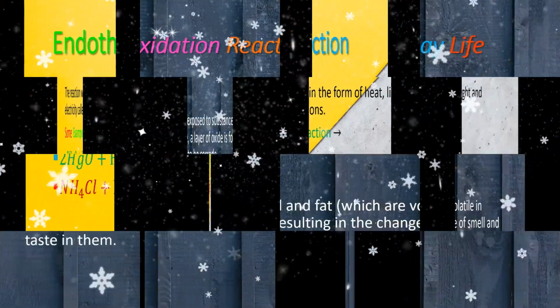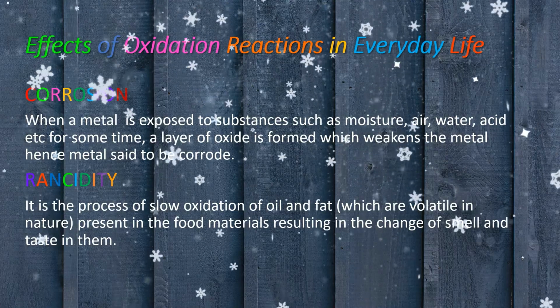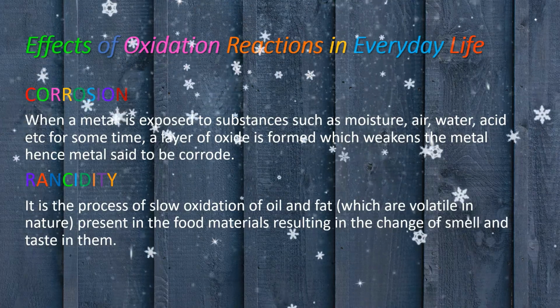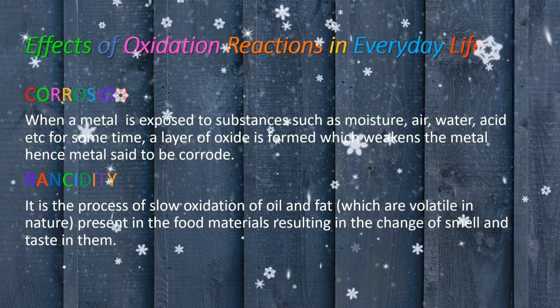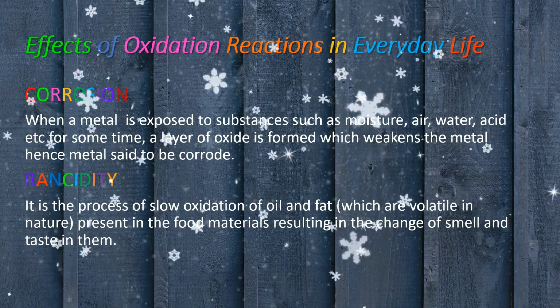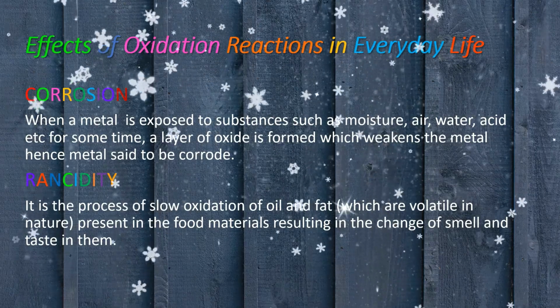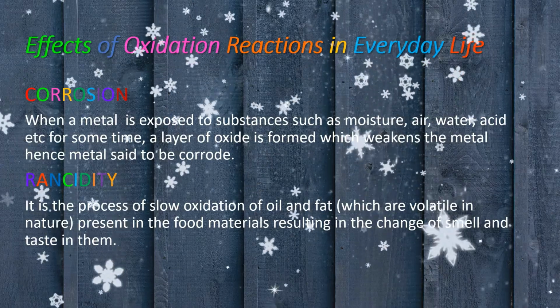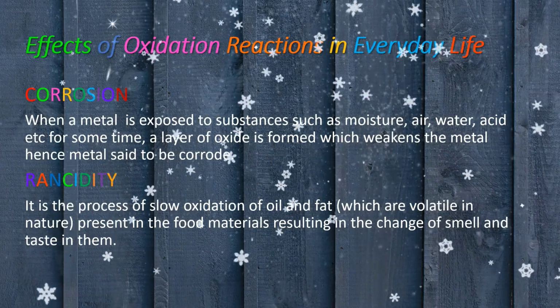Effects of oxidation reactions in everyday life. Corrosion: when a metal is exposed to substances such as moisture, air, water, acid etc. for some time, a layer of oxide is formed which weakens the metal, hence the metal is said to corrode. Rancidity: it is the process of slow oxidation of oil and fat present in food materials, resulting in the change of smell and taste in them.